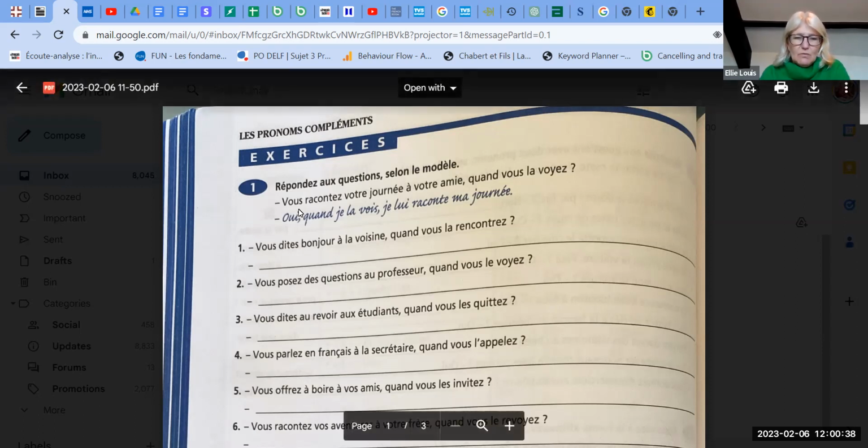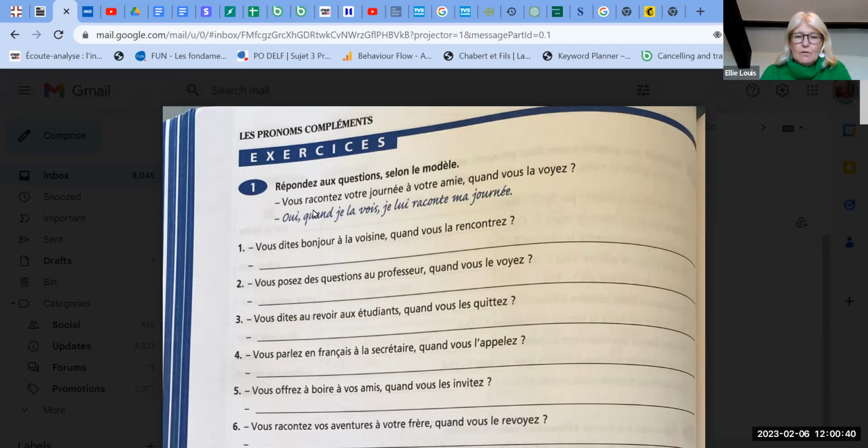And the first one we'll just have a look at here is: vous racontez votre journée à votre ami quand vous la voyez? So do you tell your friend about your day when you see them? So what this is showing is there's two different kinds of pronoun that we can use. So oui, quand je la vois, je lui raconte ma journée.